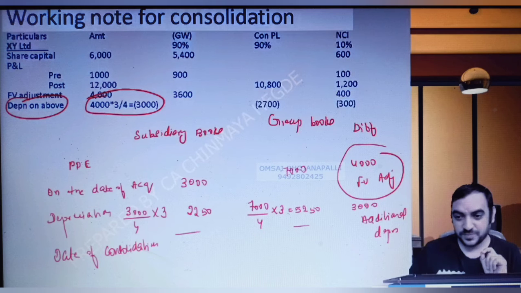with 3 years, which means 3 years of depreciation is post acquisition depreciation. So 4,000 divided by 4, to be depreciated over a period of 4 years, into 3, you get the number directly. That's what I have shown here. 4,000 to be depreciated over 4 years, out of which 3 years are over from the date of acquisition till the date of consolidation. So into 3 by 4 you get 3,000, 90% to CONPL, 10% to NCI.